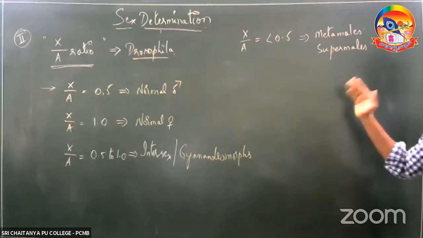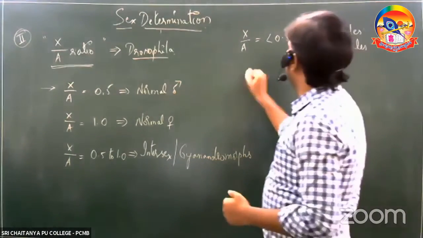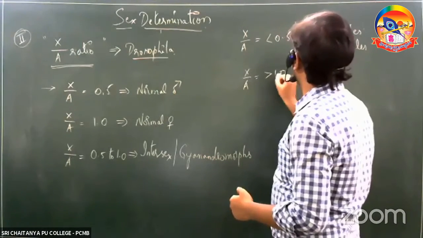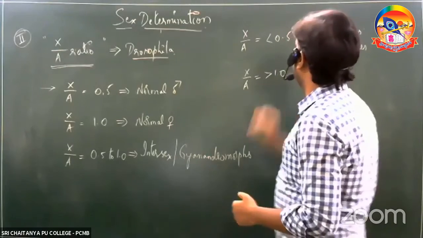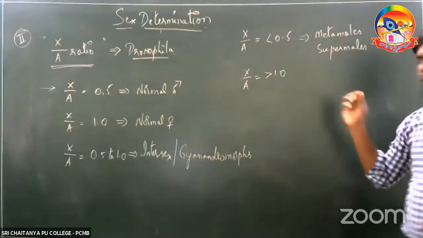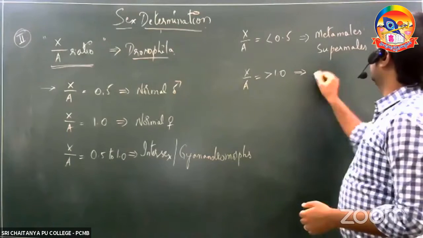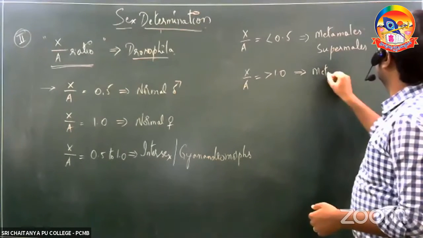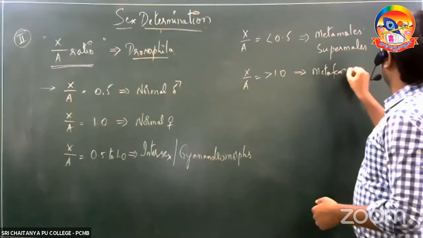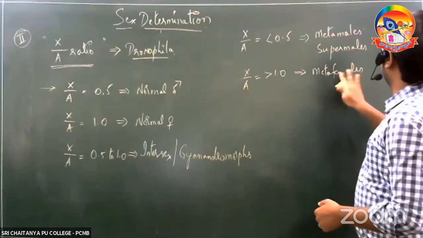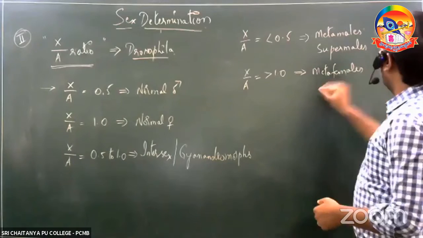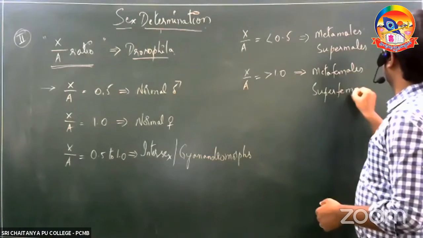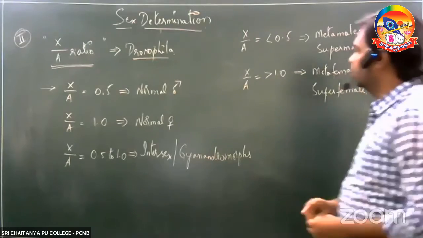The last one, if X by A ratio is more than 1, right? If X by A ratio is said to be more than 1, such type of individuals, we start calling them as meta females, or we also call them as super females. Right? So this is what we have.